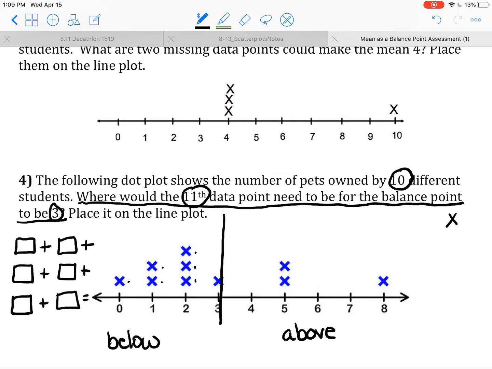And these boxes are just to help me keep track of the different distances. So this x is 1 away from the balance point. This x is 1 away from the balance point. And this x is 1 away from the balance point. Some students get confused because they're stacked, but remember that all of these x's represent the number 2.